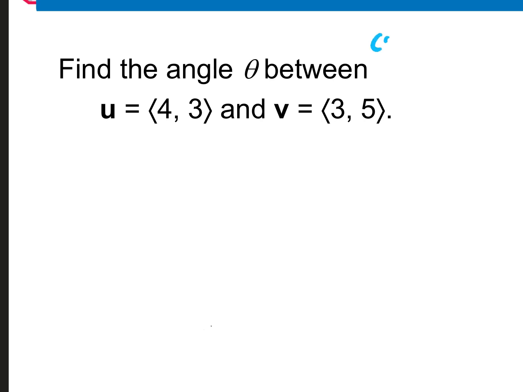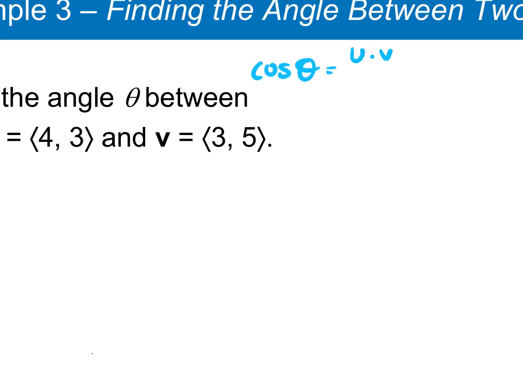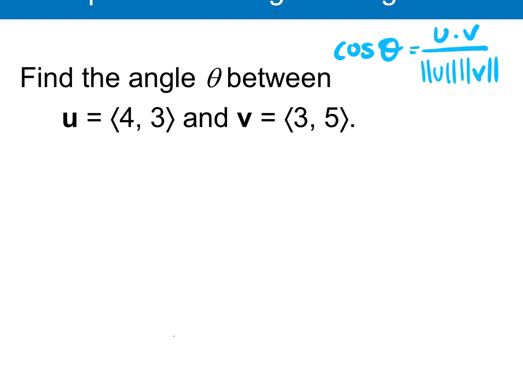So in example 3, it says find the angle theta between u and v. So our formula is cosine of theta is equal to the dot product, so u dot v over the magnitude of u times the magnitude of v. So I need to find three things first: the magnitude of u, the magnitude of v, and the dot product. So let's start with the dot product. How do I find the dot product? First times the first plus the last times the last. So this would give us 27.